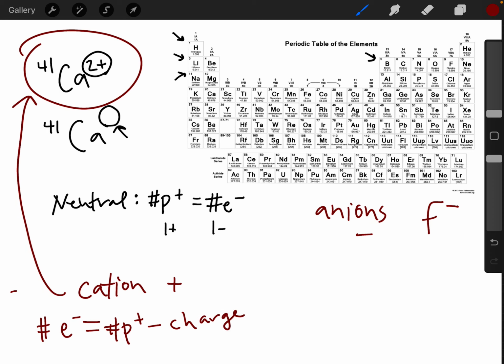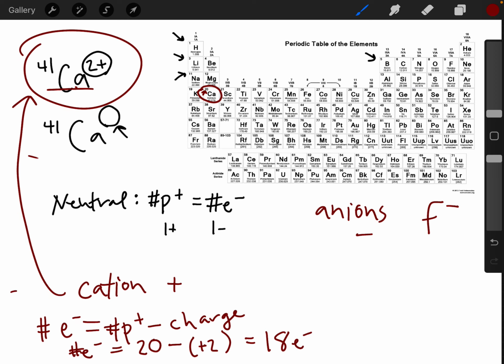So in this case, in this cation one, we're going to say number of electrons equals the number of protons. Remember, we go to the periodic table and look for that number, that whole number right up there to find our protons. Calcium is always going to be a 20. And then we're going to subtract the charge. So always put the charge in parentheses. This would be a plus 2. So 20 minus a positive 2 would be 18 electrons.